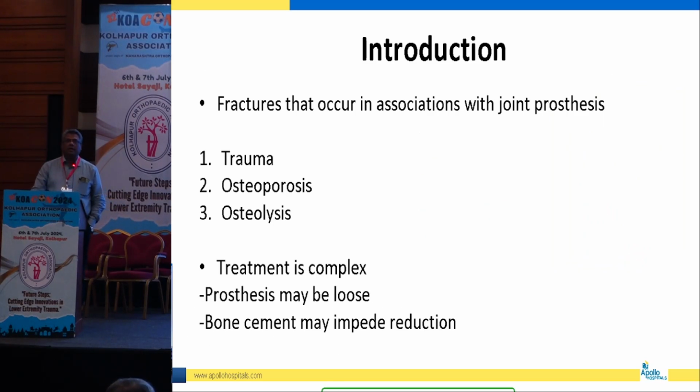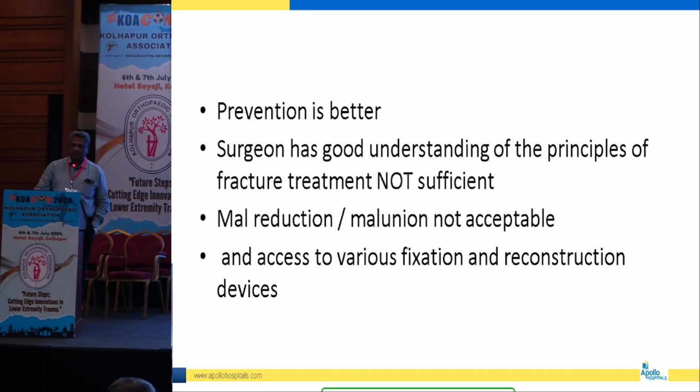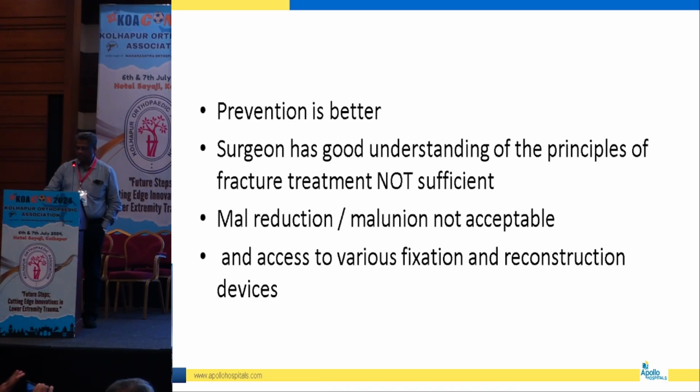Fractures that occur associated with a joint prosthesis may be because of trauma, osteoporosis or osteolysis. Treatment is complex because there is already an existing prosthesis which may or may not be loose. There is also cement involved, which again poses a challenge when we decide on the fixation. So prevention is always better. A surgeon having a good understanding of the principles of fracture fixation is not sufficient. They also need to take into account the alignment of the limb, especially in the lower extremity, because any malunion can give disastrous problems for the prosthesis longevity-wise.